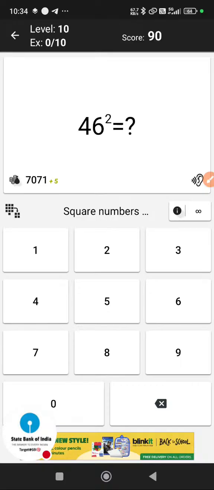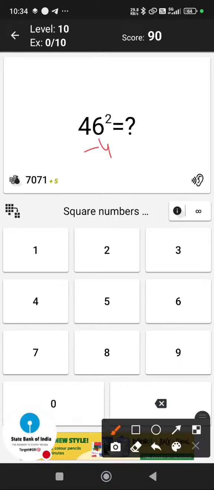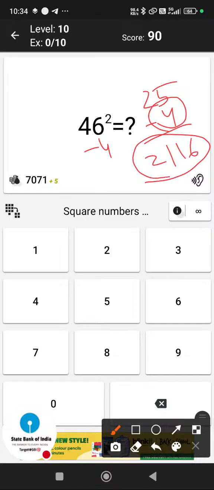46 square. It is 4 less than 50. So subtracting 4 from 25, we get the value of 21, and 4 square, which will be 16. So the answer will be 2116.